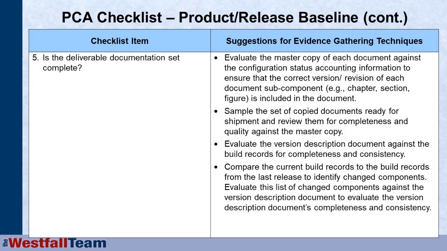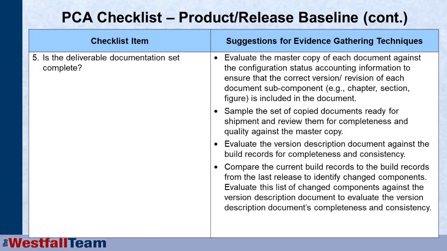You can evaluate the version and description document against the build records for completeness, and you can compare the current build records to the build records for the last release to identify the changed components and make sure that all of the changes for all of the new requirements, for all of the approved change requests, have been implemented into the documentation as well as into the software.